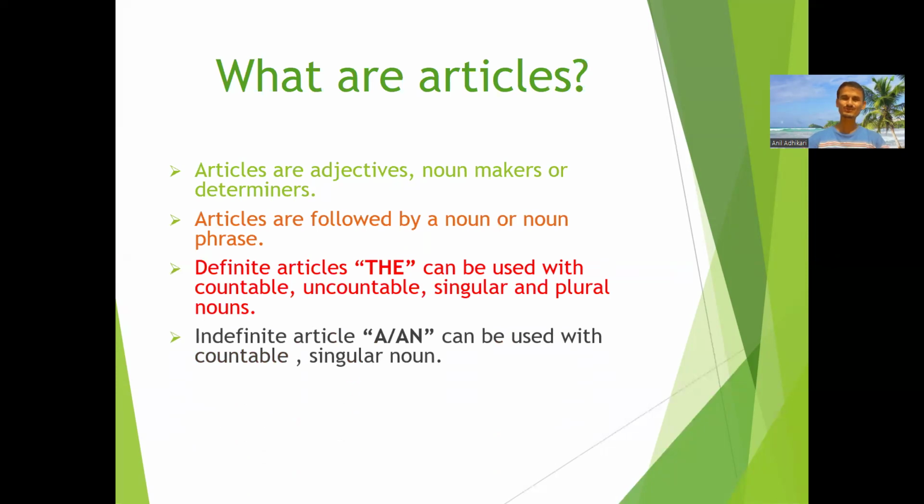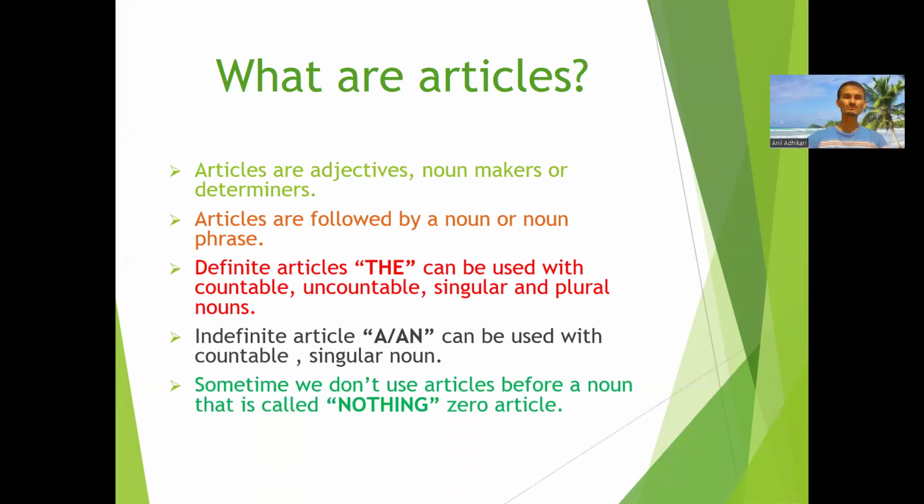On the other hand, there is another, the indefinite article a and an. A and an both indicate only one single, and can be used with a countable singular noun only. It should be a countable singular noun. Okay, now let's talk in detail about the use of the indefinite articles a and an. Sometimes we don't use articles before a noun; that is called nothing or zero article.